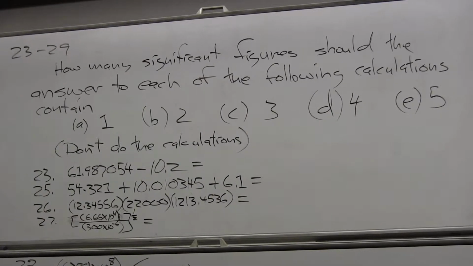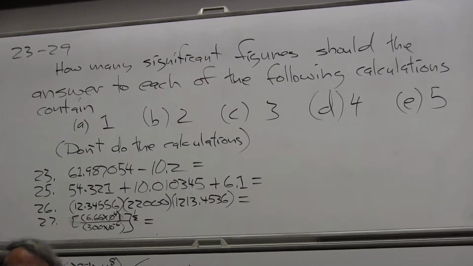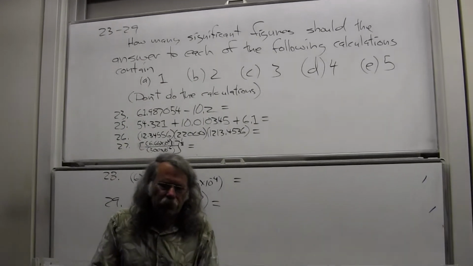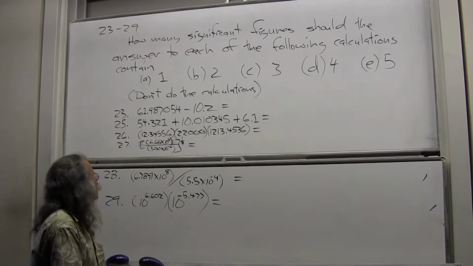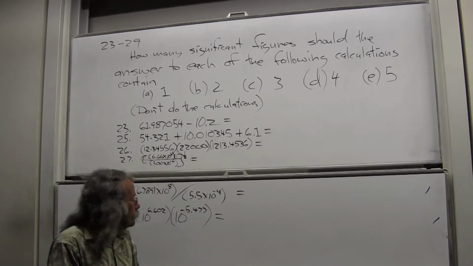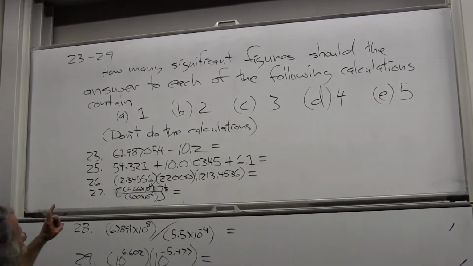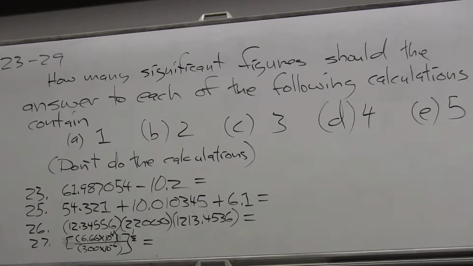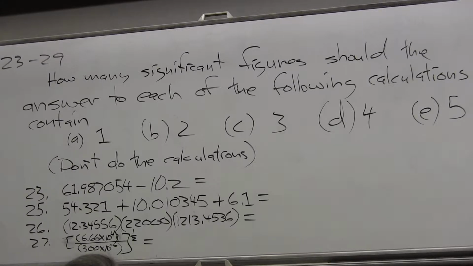Okay, this is, again, part 2 of the practice test, problems 23 through 29. For these problems, we ask, how many significant figures should the answer to each of the following calculations contain? The options are A, 1, B, 2, C, 3, D, 4, and E, 5.